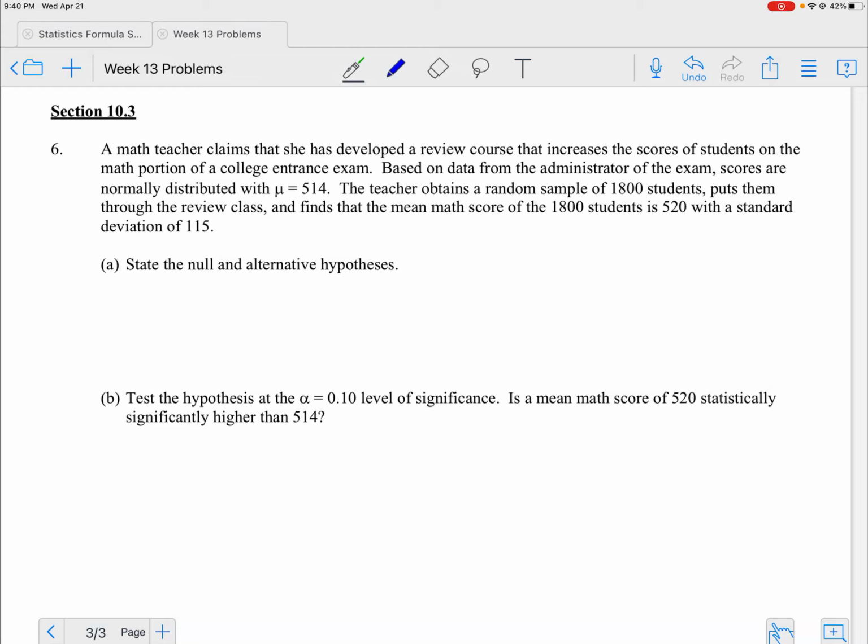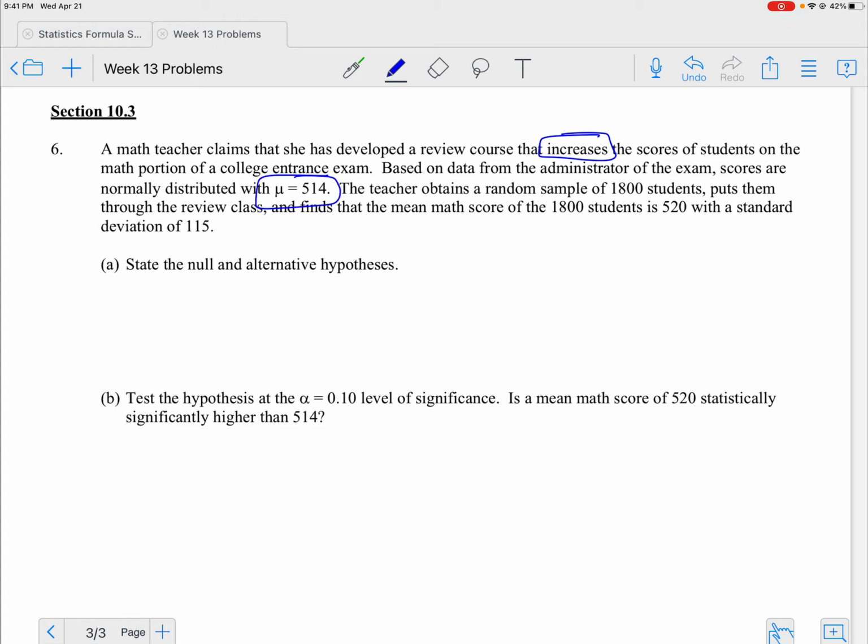Okay, so we talked about proportion. Now let's switch gears and talk about hypothesis testing with our mean. All right, so a math teacher claims that she's developed a review course that increases, keyword, the scores of students on the math portion of the college entrance exam. Based on data from the administrator of the exam, scores are normally distributed.